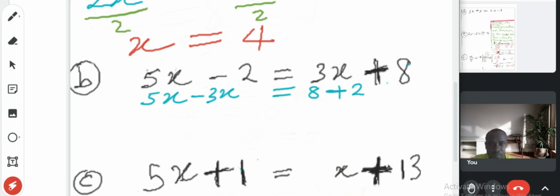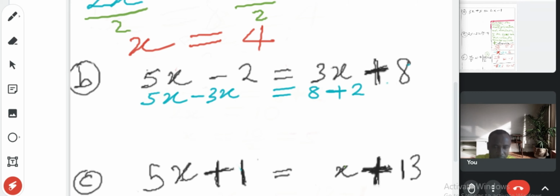Then you do 5x minus 3x, 2x. 5x minus 3x gives 2x. Okay. Now equals 8 plus 2 gives 10, isn't it? Okay, so what do we do finally?